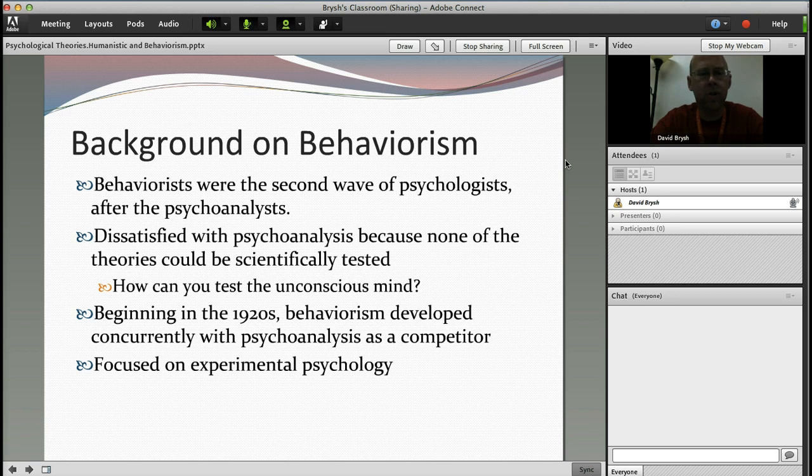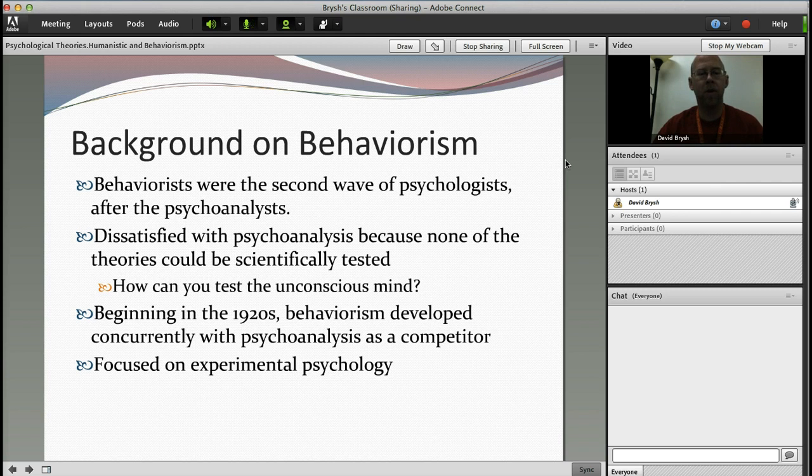Because behaviorism is still used all the time, especially in school settings, like where I work, and with kids. Parents use behaviorism all the time. So beginning in the 1920s, behaviorism developed concurrently, which means that it branched off from psychoanalysis, and then they're developing together at the same time.